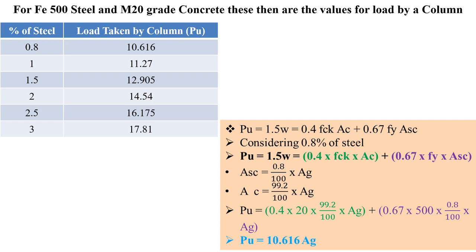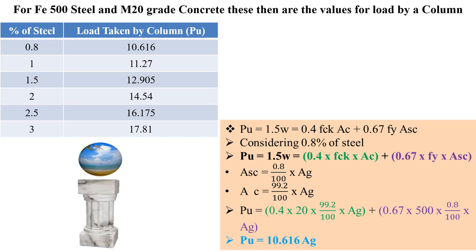So I'm using the same formula which I just showed you. PU equals 1.5 W equals 0.4 FCK into AC plus 0.67 FY into ASC. So I'm considering 0.8 percentage of the steel, right? So I'm assuming 0.8 percent of the steel, and I just need to put the values. So 0.4 we already know. FCK, I'm using M20 grade, right? AC will be the area of the concrete.